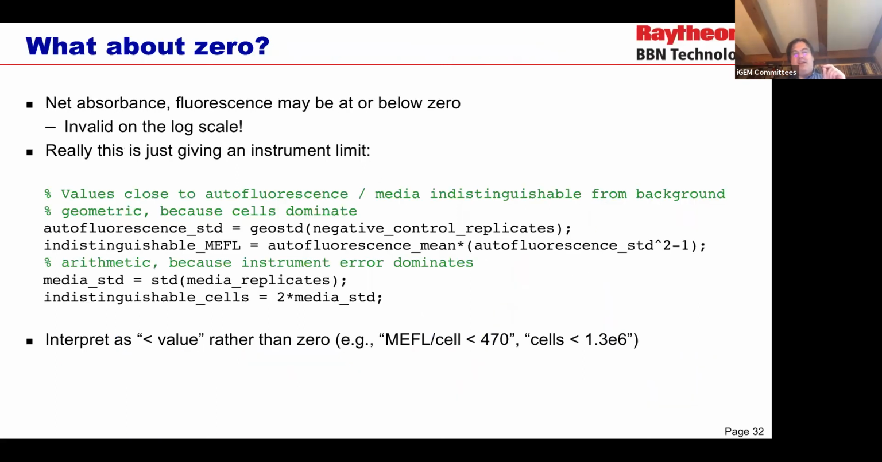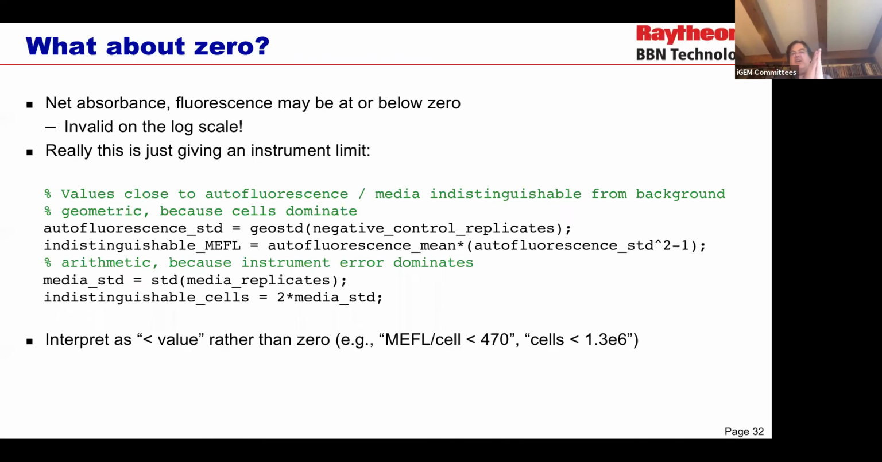Some of you might be thinking, what about 0? Because if I take log 10 of a 0 or a negative number, I get no number. If you have a number where your net absorbance or fluorescence is at or below 0, this may happen to you when you essentially have something that's indistinguishable from the background. What you want to interpret that as is, I can't measure this number. And in fact, it's not just 0. There's some ways above 0. Things are indistinguishable from the background.